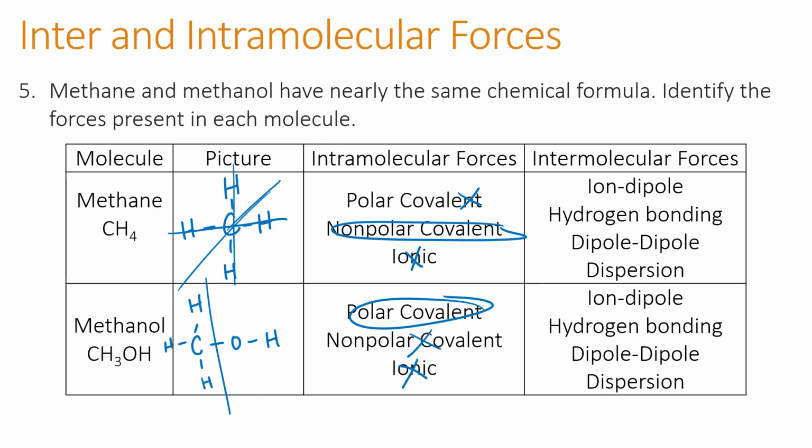So let's talk about the intermolecular forces here. They're both molecules, so they automatically have dispersion. Methanol is polar, so it's going to have dipole-dipole. Methane is nonpolar, so it does not have dipole-dipole. Methanol also has a hydrogen attached to an oxygen. This means that methanol can hydrogen bond. Methane cannot. And neither of them have any ions, so there's no ion dipole forces here.